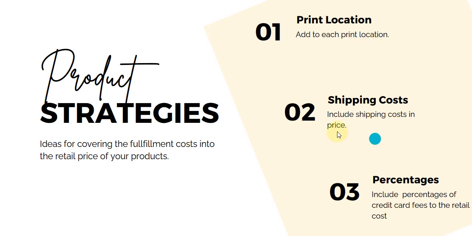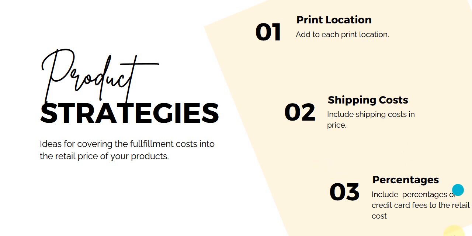You can also include the shipping costs in your price. So instead of adding an additional price to each print location, you can just add that $3.99 to $7.99 to the cost of your product. And that way, if you add $7.99 to the cost of the product, that's going to cover, no matter if they want express shipping or standard shipping or just regular shipping. So you can do that.